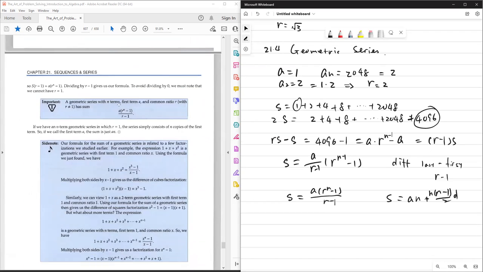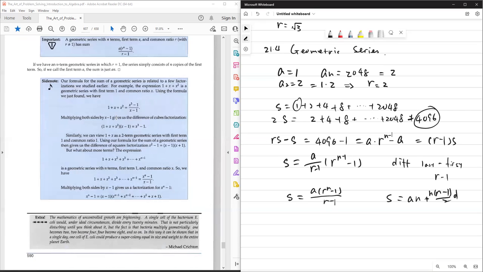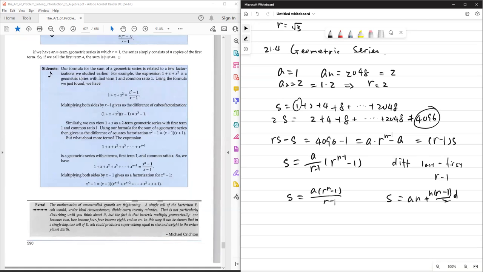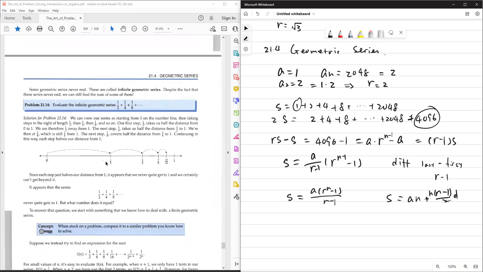So we have this. Okay, this actually is how we used to come up with some nice tricks and nice quick ways to solve complicated problems. The factorization we studied, okay, so those are side notes. I'm not going to cover that.